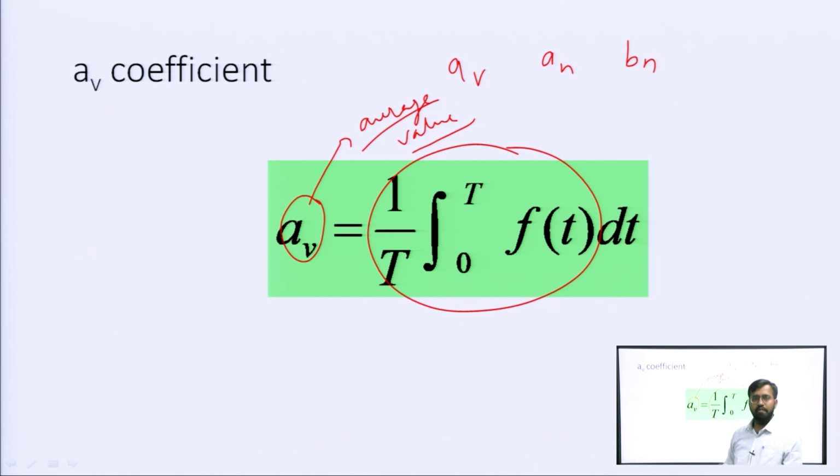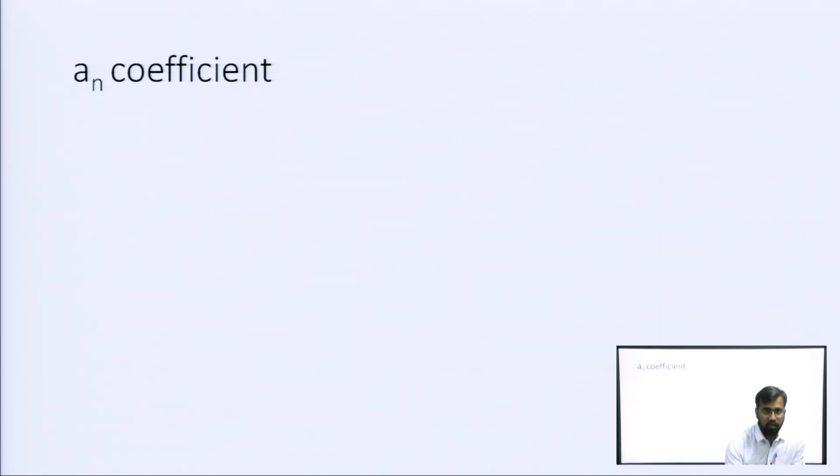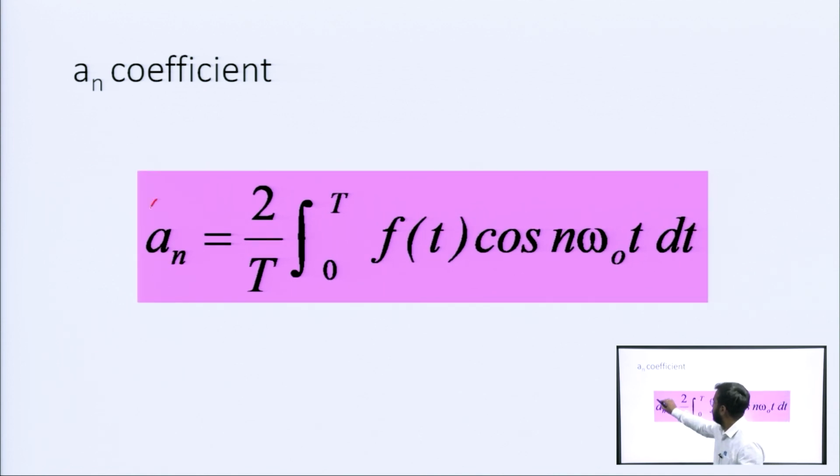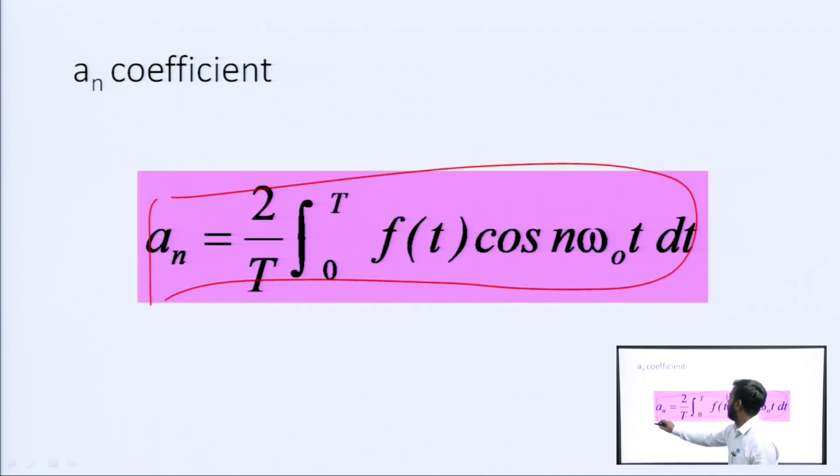What do you mean by DC value? It means the average value of any function. Again, next we have a n. So, a n is basically 2 by T, integral from 0 to T of f(t) cos(n omega naught t).